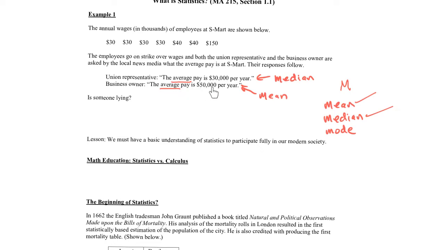Although technically it is true, the mean pay is $50,000 a year, so you could say the average pay is $50,000 a year. But this number would be better in this case because it represents more of a typical number here. So they're both technically true. So nobody's lying here. There would be times when you want to use the median, sometimes when you want to use the mean. But we just have to be aware that if somebody's trying to convince you of an idea or convince you to buy a product, you have to really pay attention to what you're being told.